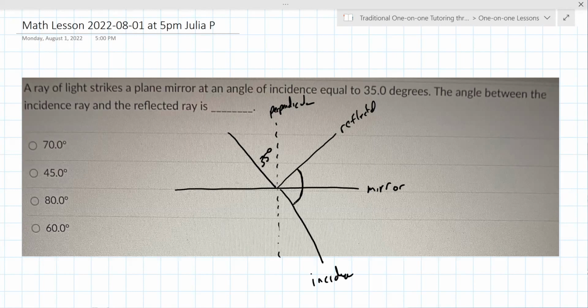Is that okay so far? So for sure, we know that this is 35 degrees. And then because these are the same, because the way it comes in, the way it goes out, we can get this by 90 minus 35. So that's 55 degrees. And then the question is, well, what is this angle over here?